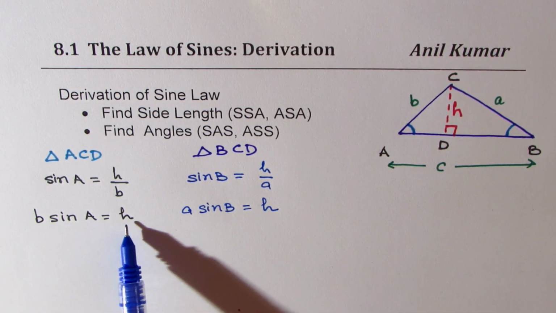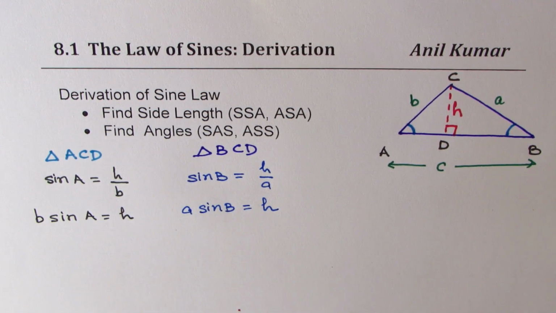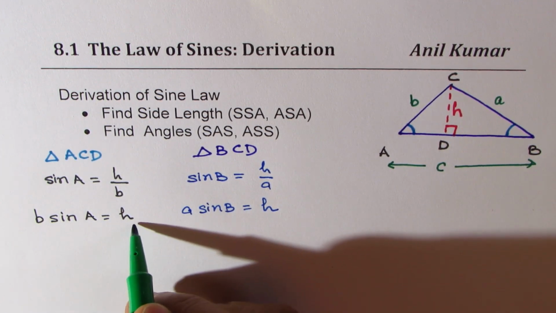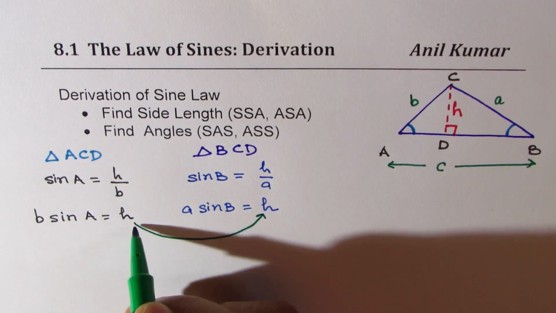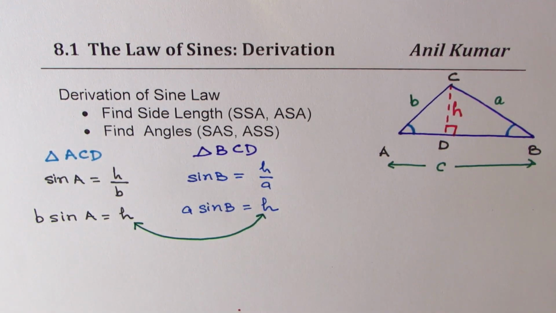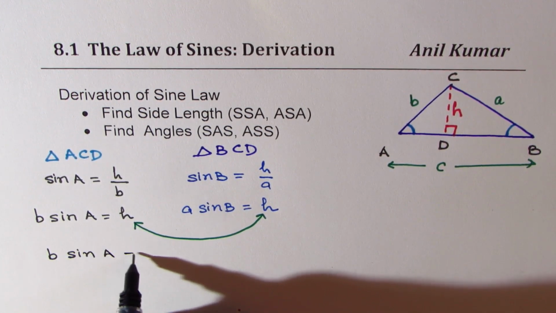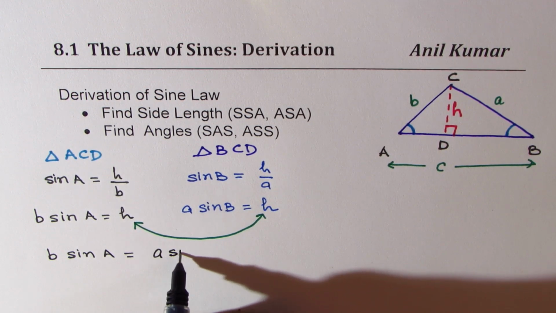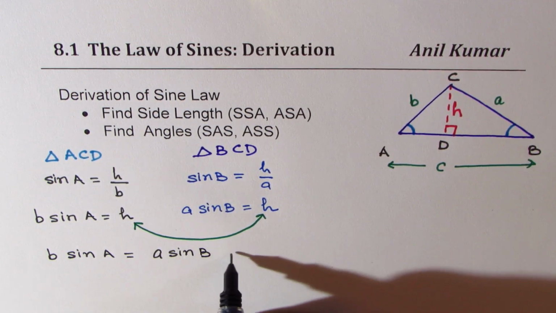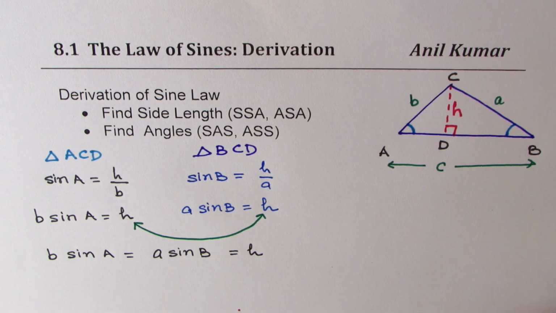b sine A is equal to h, a sine B equals h. That means we could relate these two equations, correct? These two h's are the same. So looking into this, we can write b sine A is equal to a sine B, since both are equal to h. And now we have a relation which relates sine with its sides, correct?